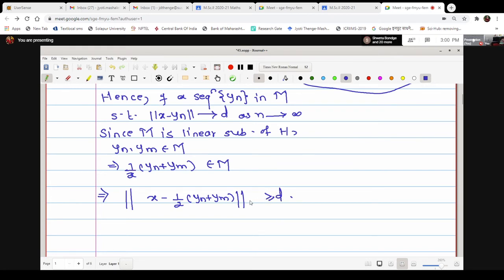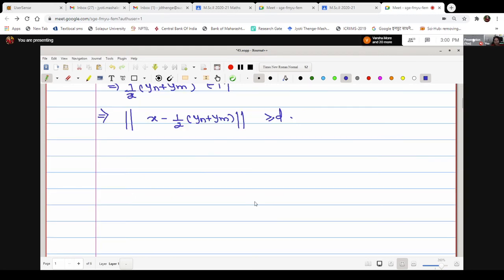Why is equality possible? Because if this vector gives us the infimum distance, then the distance will be exactly d. If not, then it is greater than d. Therefore, combining both the possibilities, we have written greater than or equal to d. Correct? Next, this is 2x. Let us just cross multiply: 2x yn plus ym is greater than or equal to 2d. Right? Next, I'll just write.